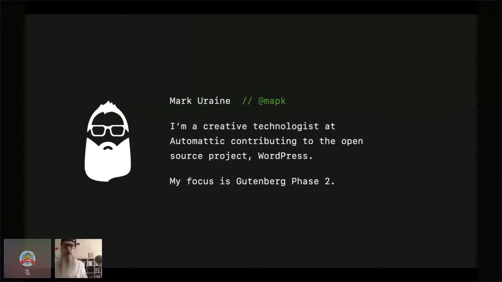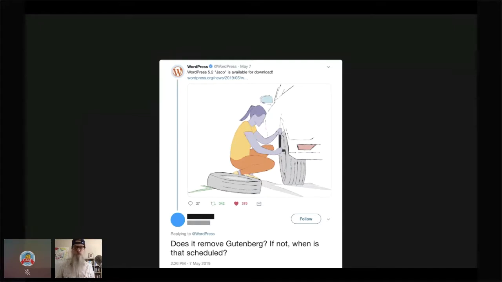So, as mentioned, I'm Mark, and I'm basically a creative technologist. That means I'm a designer who likes to do things in code. I like to write code. And while my focus is phase 2 of Gutenberg, that's where I spend all my time, that means I pay attention to a lot of things that look like this. When WordPress 5.2 Jocko came out, one of the first replies was, does it remove Gutenberg? And if not, when is that scheduled?